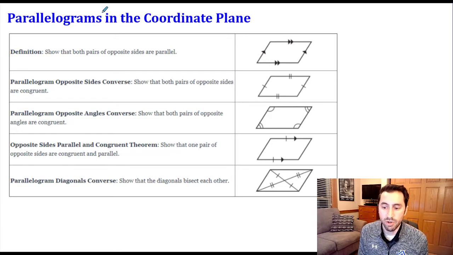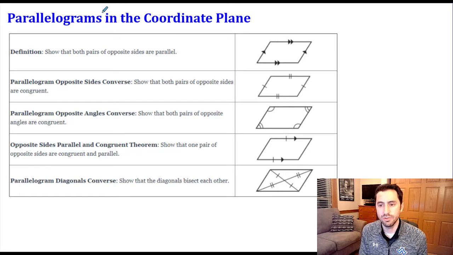And then the last one, the parallelogram diagonals converse, which shows that the diagonals bisect each other, and then it would give us that we have a parallelogram. If the diagonals bisect each other, it means that they cut each other in half, which also means that they share a midpoint. So if I take a look at the diagonals and I find the midpoint of each one, if that midpoint matches up, well, then we have a parallelogram.